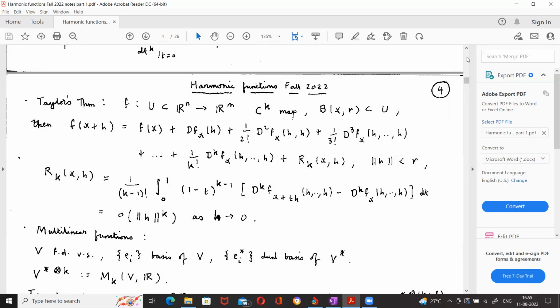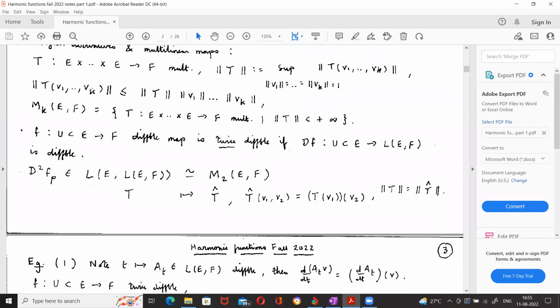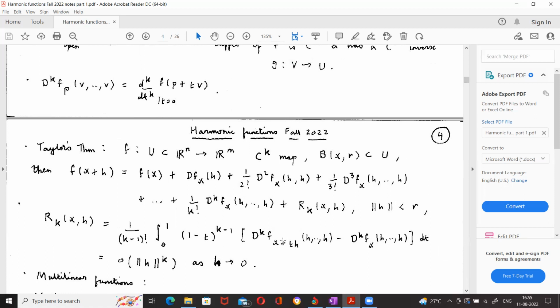So I'm using this property of the norm of multilinear functions, that norm of T(v1, ..., vk) is less than or equal to norm T times norm v1 up to norm vk. So if I take v1 up to vk equal to h, then norm of T(h, ..., h) is less than or equal to norm T times norm h to the power k. That's what I'm using here in this remainder term. The norm of d^k f at x plus th minus d^k f at x, the norm of that multilinear function, is small, and then applied to (h, ..., h), that will be less than that norm times norm h to the power k. So the whole thing will be something small times norm h to the power k. So this is little o of norm h to the power k.